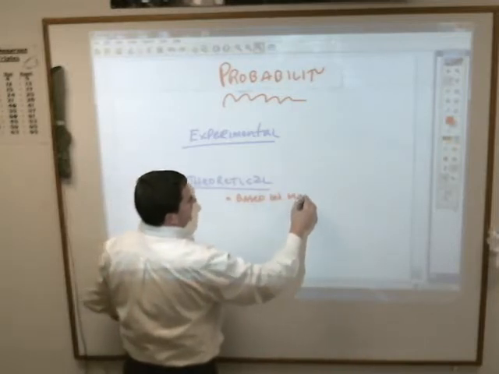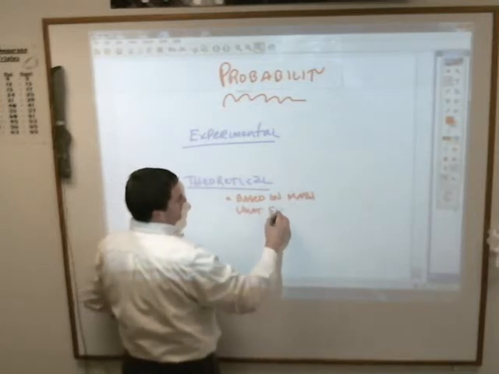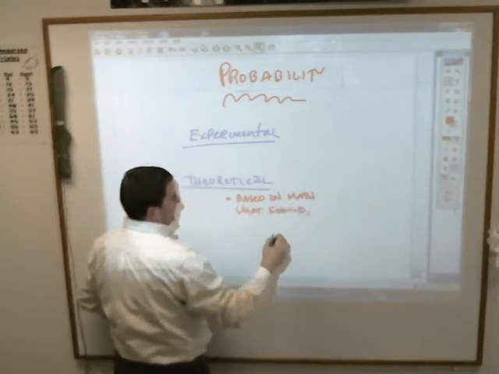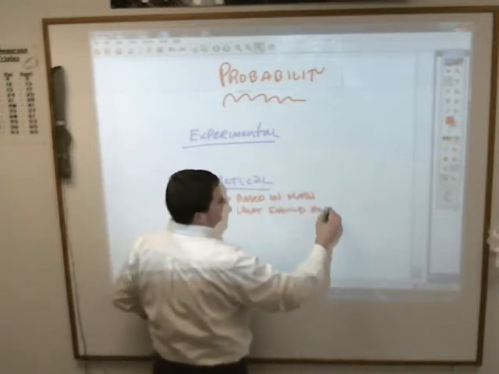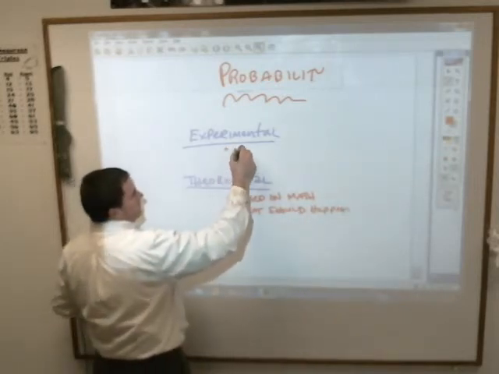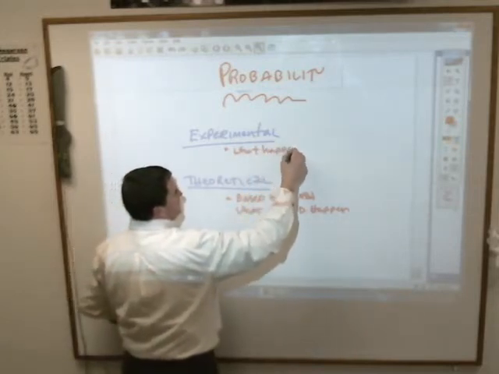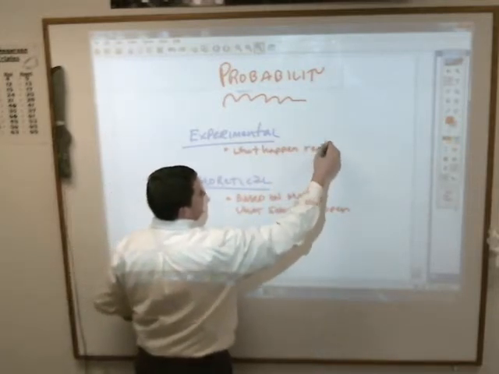Based on math, what should happen. Experimental is what actually does happen when you do the experiment. What happens really when you do it.